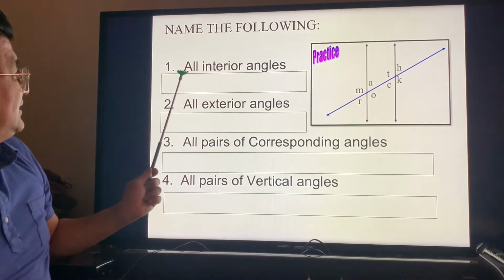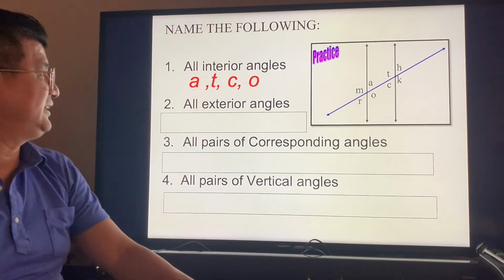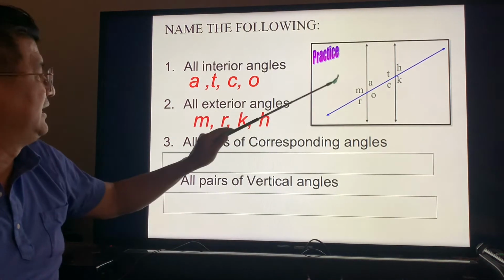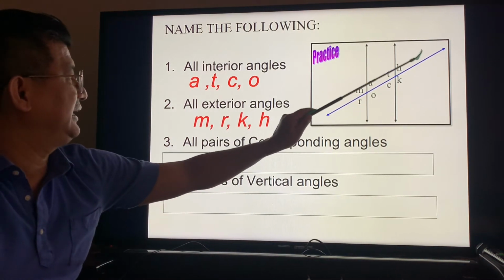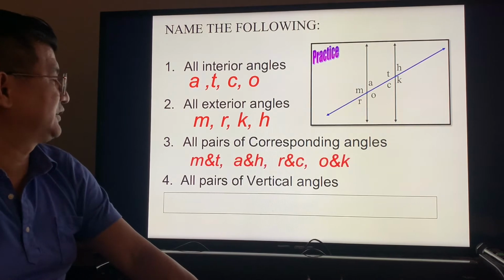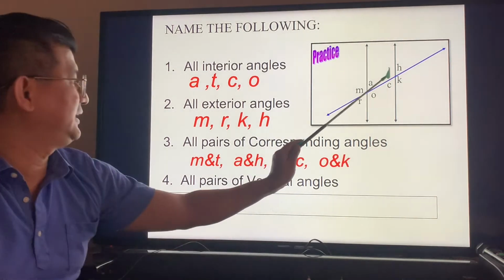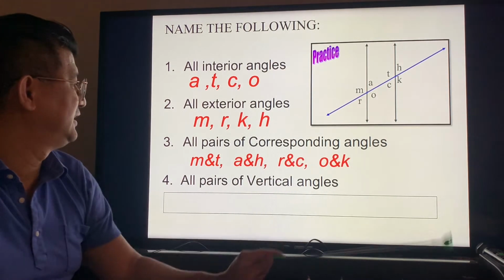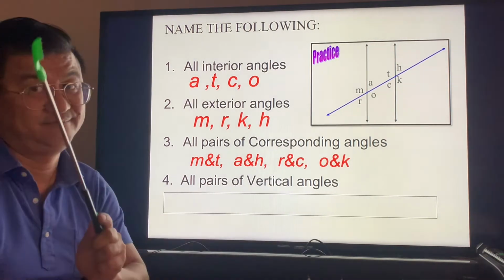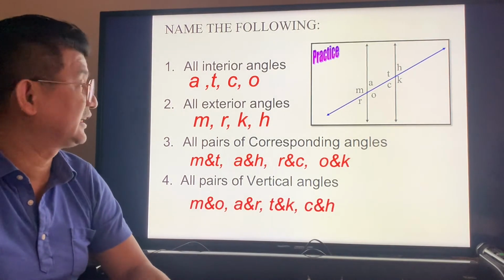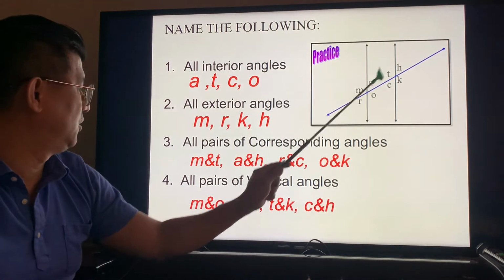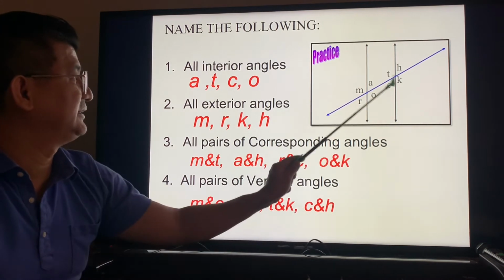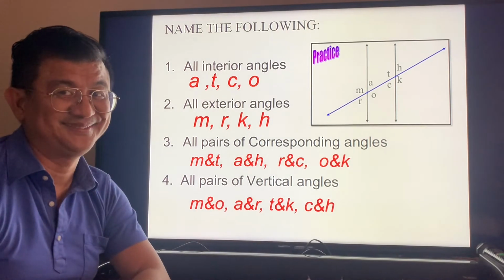Answers. Interior angles are A, T, C, and O. Exterior angles are M, R, K, and H. Corresponding angles are M and T, A and H, R and C, O and K. Vertical angles are M and O, A and R, T and K, and C and H. You got it right? Good job.